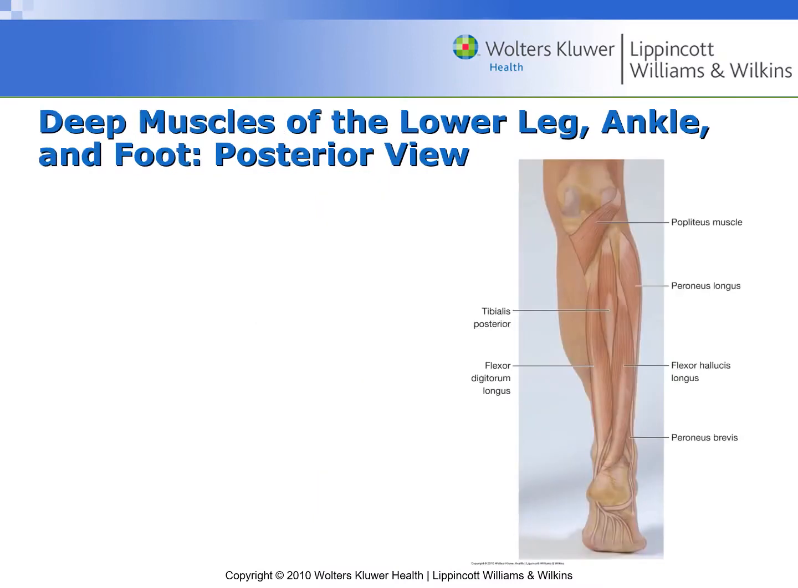Now let's consider the deep muscles of the lower leg, ankle, and foot from a posterior view. We see the popliteus muscle. We see the peroneus longus. Over to the left, we see the tibialis posterior, and just beneath, we see the flexor digitorum longus. Over to the right, we see the flexor hallucis longus. We also see the peroneus brevis.